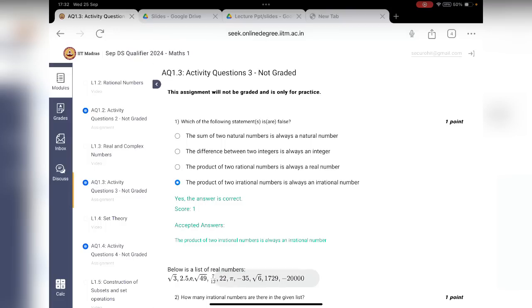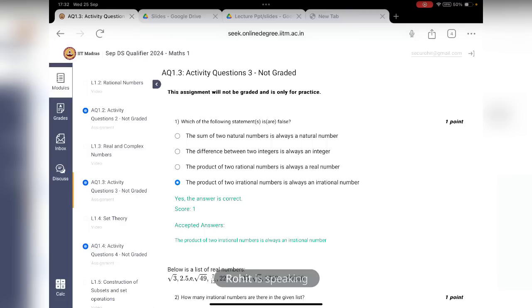Am I audible, sir? Yeah, you're audible. Please continue. Okay, so the sum of two natural numbers is always a natural number. This is not false. This is true. The difference between two integers is always an integer. Yes, that is also true. The product of two rational numbers is always a real number.